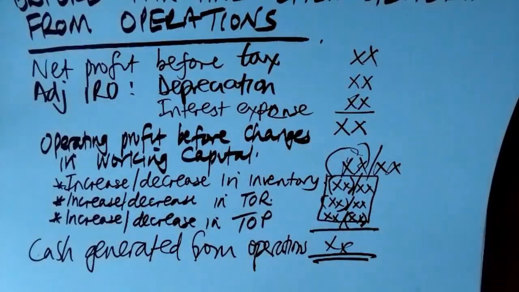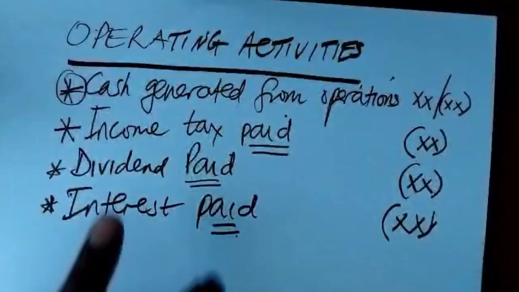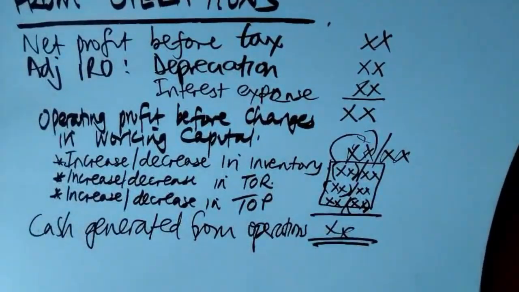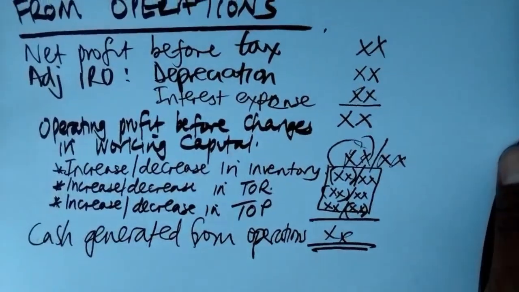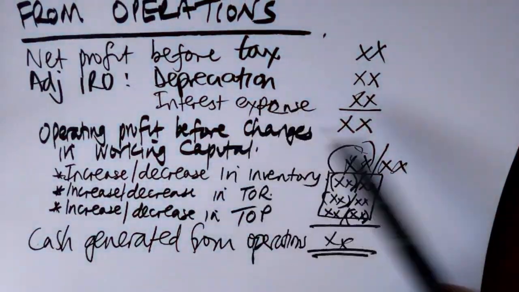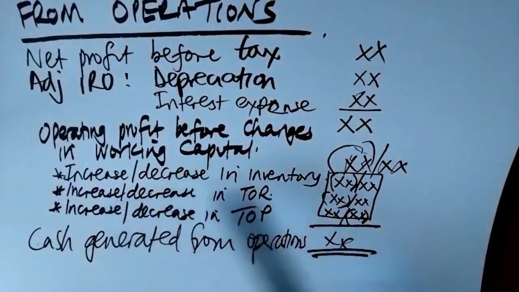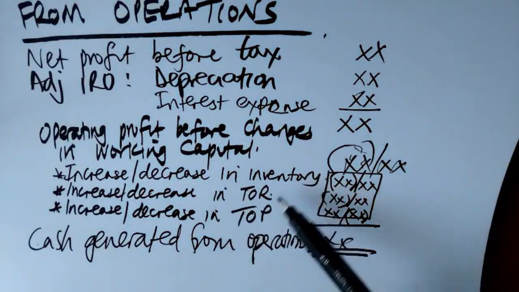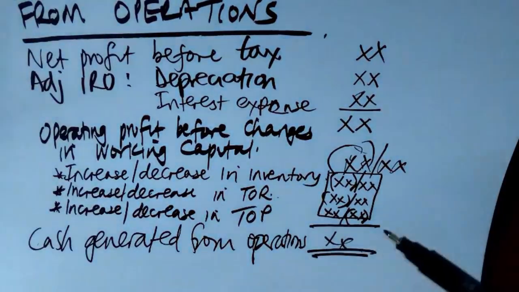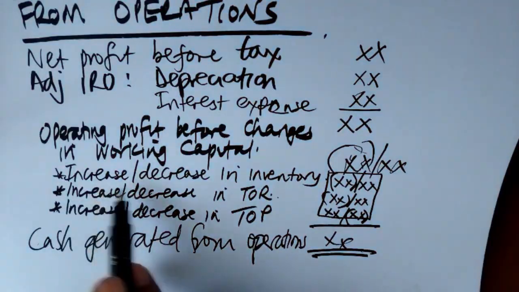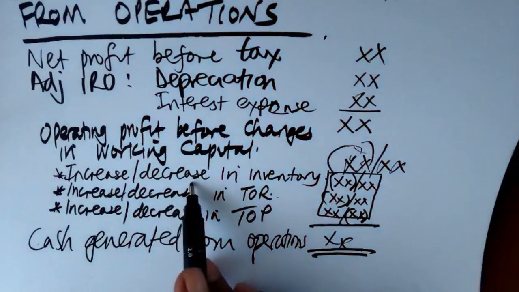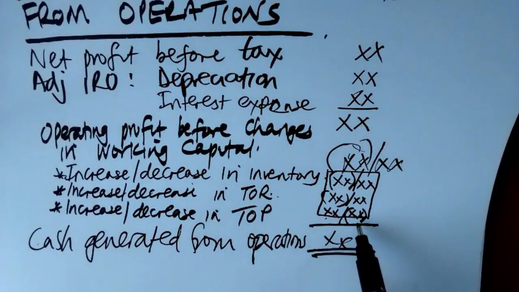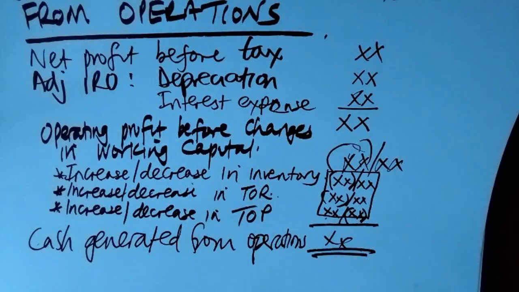So what it means is that first figure, cash generated from operations, is obtained by doing this whole calculation: net profit before tax, then you adjust in respect of depreciation and interest expense, then you get your operating profit before changes in working capital, and then you've got your increase or decrease in inventory, trade and other receivables, and trade and other payables. Now remember, critical: when assets increase, it's negative. When assets decrease, it's positive. When creditors increase, it's positive, and when creditors decrease, it's negative, because it means you've paid them.